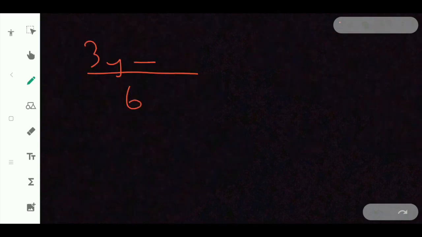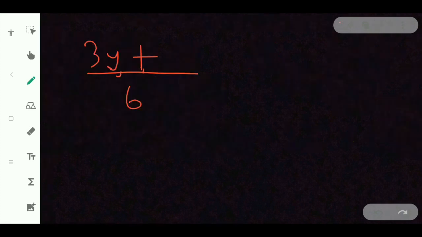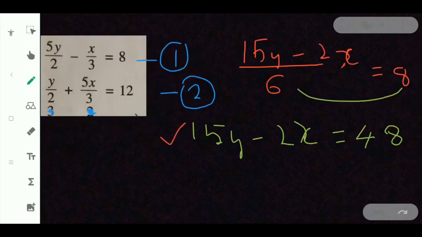Plus, 3 is the denominator of 5x, and that denominator 3 I am multiplying with 2, so 5x also I should multiply with 2. 5x into 2 is nothing but 10x, which is equal to 12.